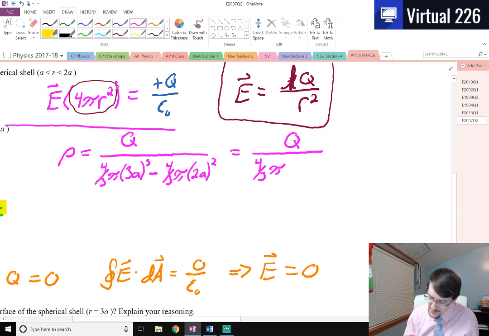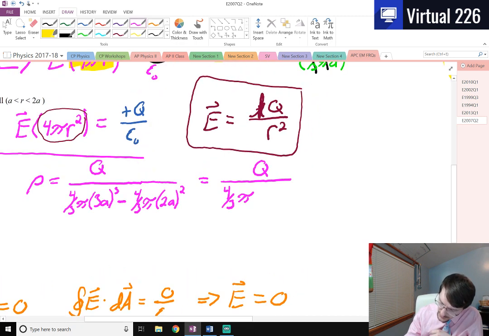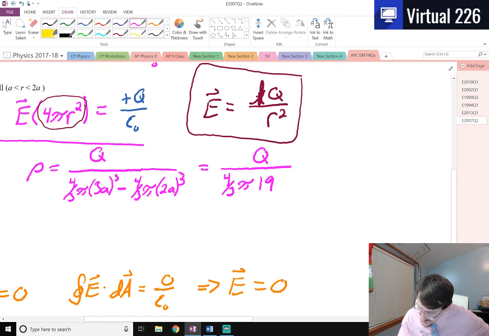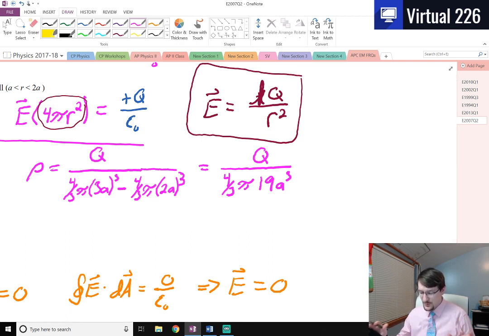pi. And then if I've got, well, this here we'll say is 9, and then we'll say this is, oh, whoops, this is a cubed. How did I mess that up? That's a cubed. So that's not 9, that's 27, excuse me, and that's 8. 27 minus 8 gives me 19. So I'm going to get 19a cubed left over. Whoa. That's what happens whenever you mess up your simple math. So that's the density of that outer red sphere.